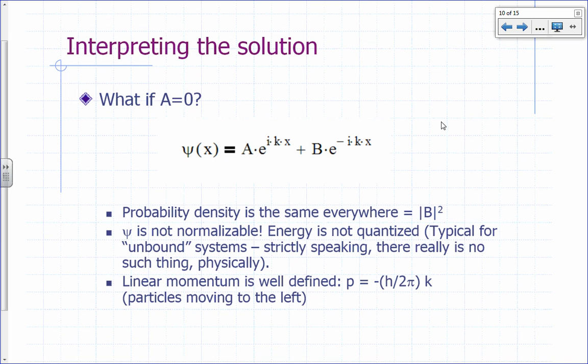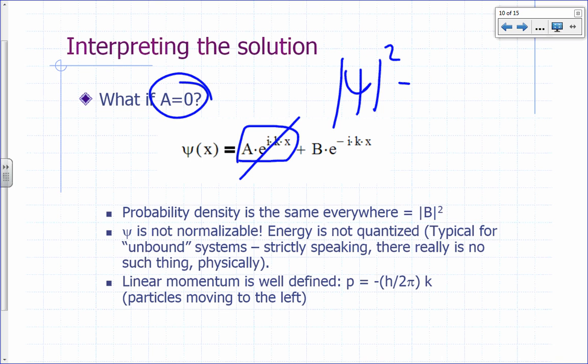Now, what if, for some reason, we want A to be 0? Okay? And we're going to give an interpretation to that. What if A happens to be 0? What would happen if, for physical reasons, we have to set A equal to 0? What does that mean? Well, if A is 0, what happens here? That drops out, right? What is psi star psi squared? What's psi squared then?